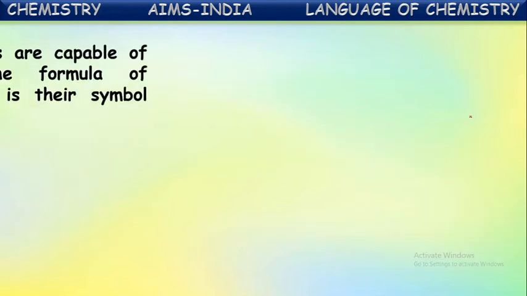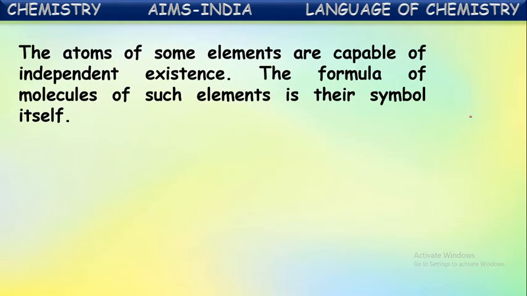Next, the atoms of some elements are capable of independent existence. Yes, not all elements exist in the combined form. They won't be in the multi-atomic form only. Some elements exist in the independent atom form also. So the formula of those molecules is represented directly with the symbol itself. The formula of molecules of such elements in which single atoms exist as molecules is given directly as the symbol. The symbol itself becomes the formula of those molecules.